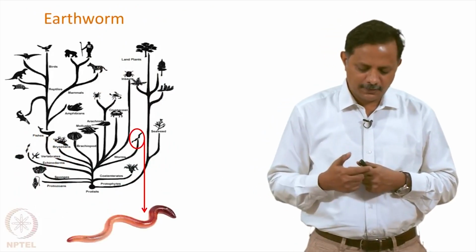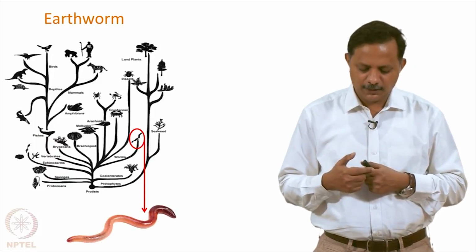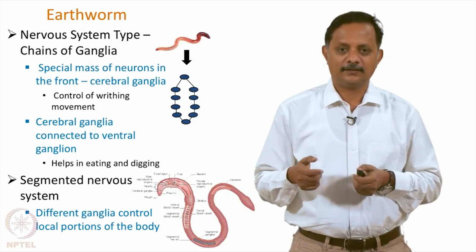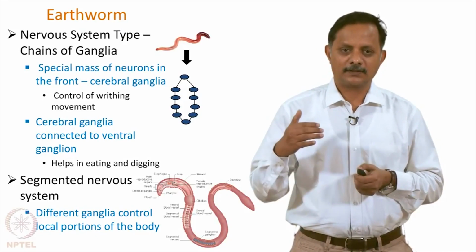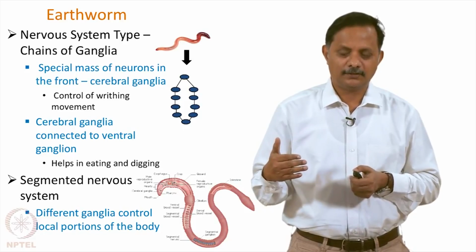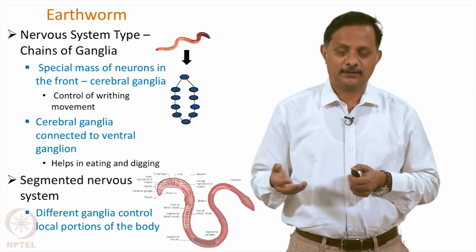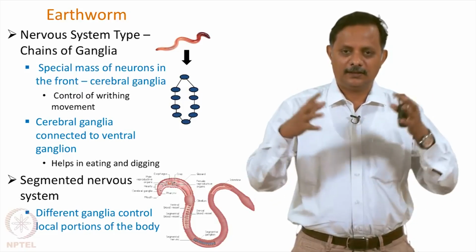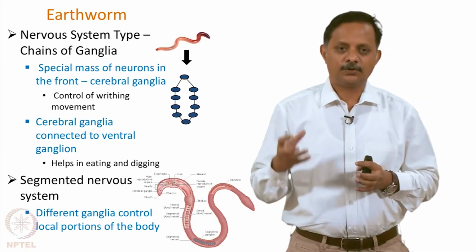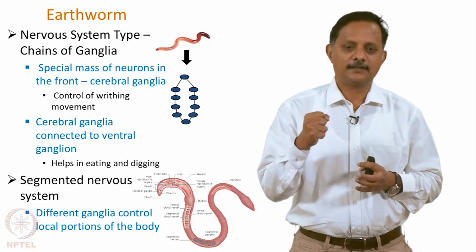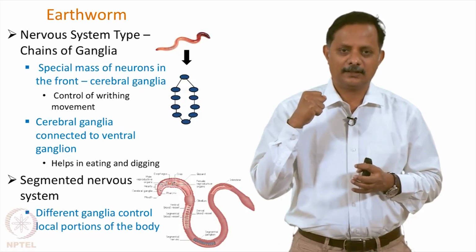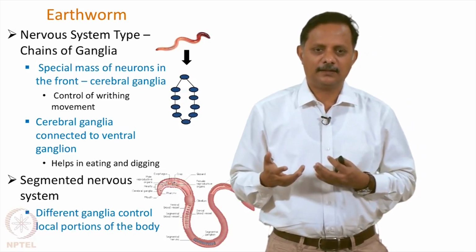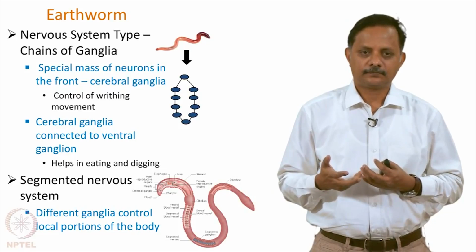So, let us look at one more example, the earthworm, which comes into the branch of worms. The earthworm also has a nervous system, but now the nervous system is slightly of a higher kind in evolution. These are called chains of ganglia. Here you do not have diffuse individual neurons distributed all over the body and loosely connected, but these neurons are clumped together into small masses, and these masses are called ganglia, and they form a chain. So you have a chain of ganglia kind of nervous system.